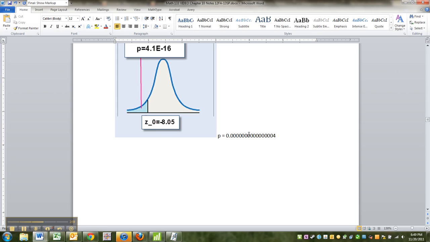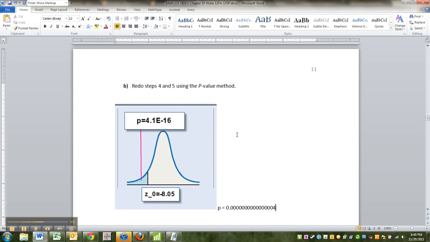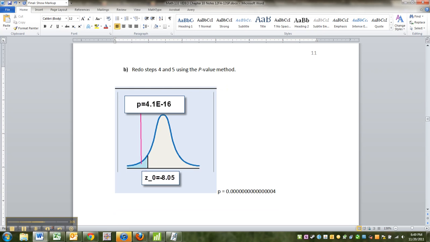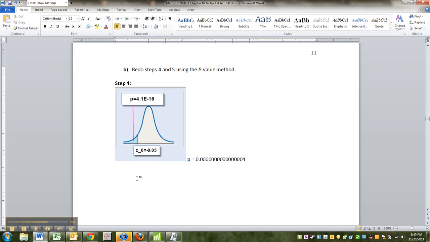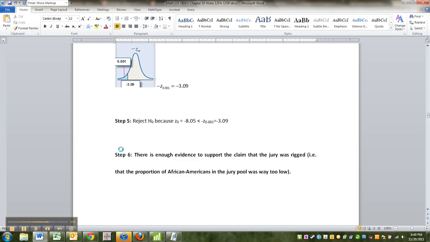Okay, let me just show you another thing real quick. Because, before I get into that, we're going to make a decision. So this was step 4 right here. Step 4, we found the p-value. I drew a little picture of it. And even though I'm drawing this with a computer, it's not a bad idea for you to get used to drawing these things by hand when you do them, just to kind of give yourself a sense of what you're doing.